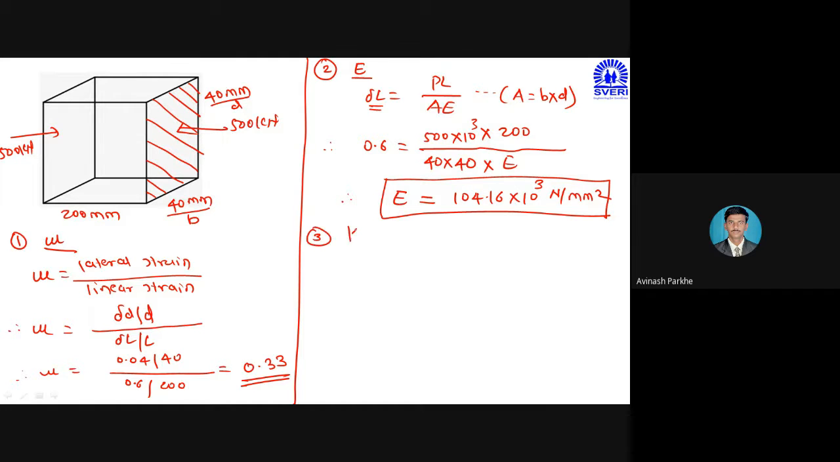Now third, if I have to calculate K, E I have, mu I have, so I can use the relation between Young's modulus E and bulk modulus K, that is E is equal to 3K in bracket 1 minus 2 mu. Therefore, E, which we just calculated, 104.16 into 10 raised to 3, is equal to 3K, the unknown, into 1 minus 2 into mu, which we also just calculated. So I can calculate K.